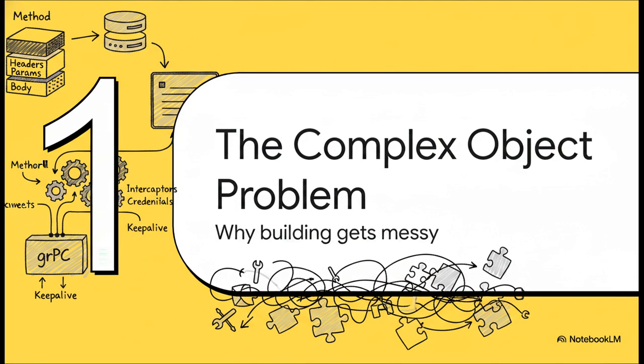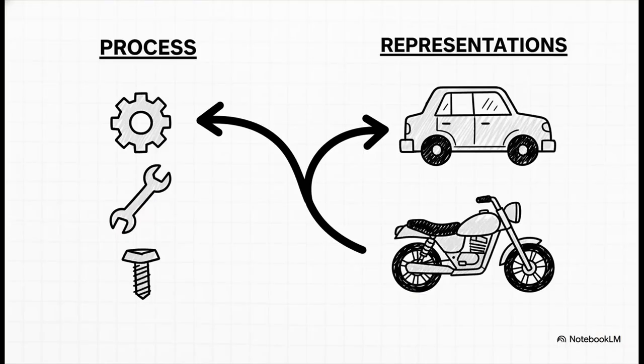And look, this isn't some abstract ivory tower problem. We run into this all the time in the real world. Just think about building an HTTP request. You've got the method, all the headers, query parameters, the body. Or what about a gRPC server? You've got interceptors, credentials, keep-alive settings. You get the idea. These things have to be put together piece by piece, and that's exactly where it all gets so messy. So how do we fix this?